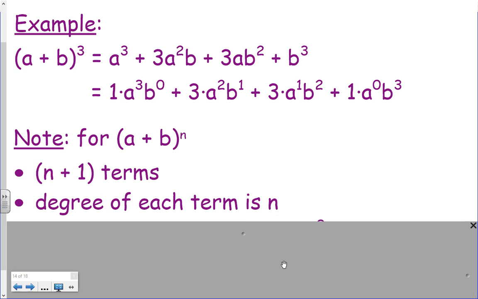The next thing to notice is that the degree of each term is n. When you calculate the degree of a term, you add up all the exponents, by the way. So in that first term, 3 plus 0, that's 3. That's third degree. The second term, you have a squared b to the first: 2 plus 1, that's 3. The next term, 1 plus 2, that's 3. And the last one, 0 plus 3, that's 3. All of these have a degree of 3. There's no variation from that.